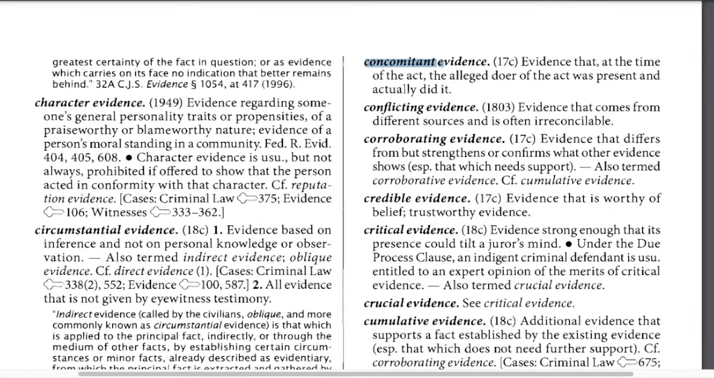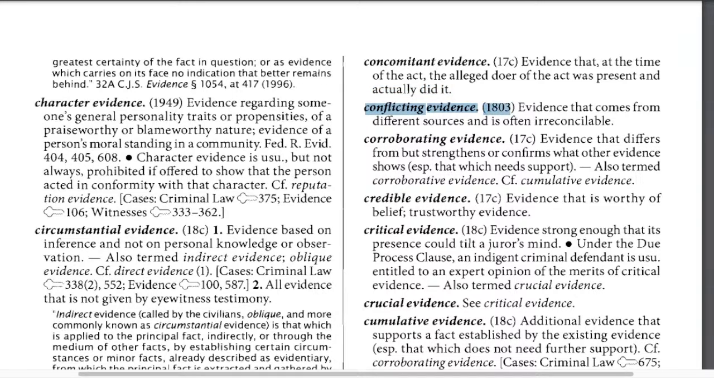Concomitant evidence. 17th century: evidence that at the time of the act, the alleged doer of the act was present and actually did it. So the concomitant evidence is evidence that at the time of the act, the alleged doer of the act was present and actually did it. That's a lot of evidence.